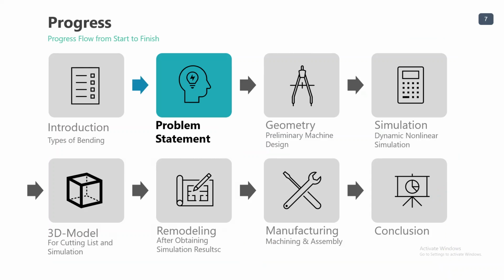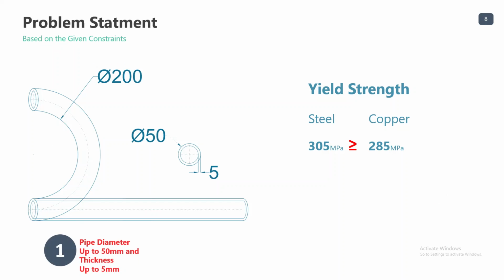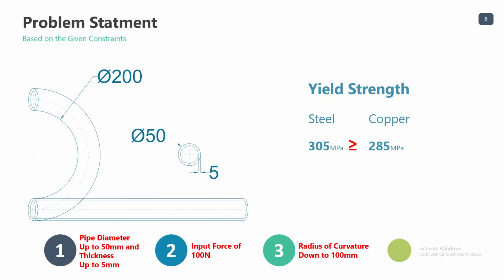Proceeding to the problem statement. The objective of this machine is to bend steel or copper pipes with an outer diameter of 5 cm and a thickness of 5 mm. Moreover, it should include a bending angle ranging from 0 to 180 degrees and a bending radius of curvature of 10 cm. All these to be obtained manually with a human input force of 100 newtons, which is equivalent to around 10 kilograms, or 9.81 kilograms to be more precise.